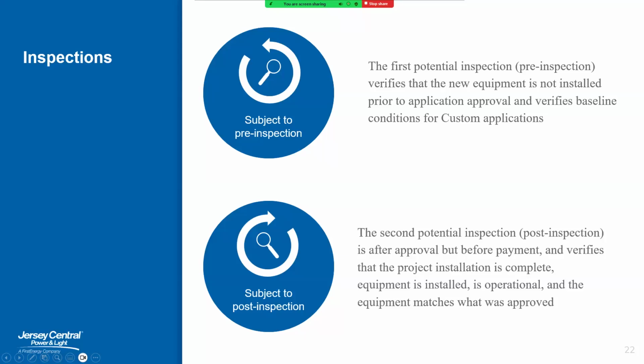Now, please note that both of these processes can take up to 2 weeks for the inspector to come out and do a site visit, but you will know in advance if the project is selected for an inspection, and we will coordinate with both the contractor and the customer.